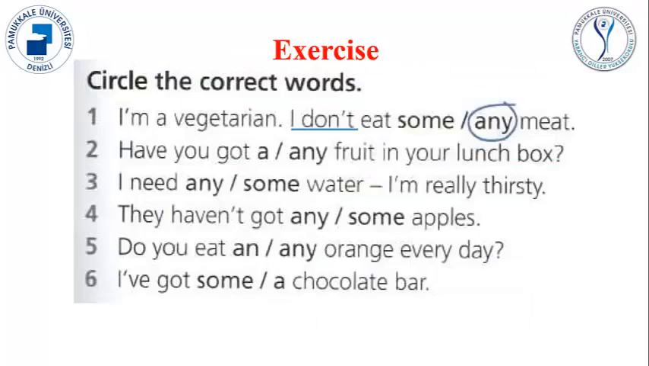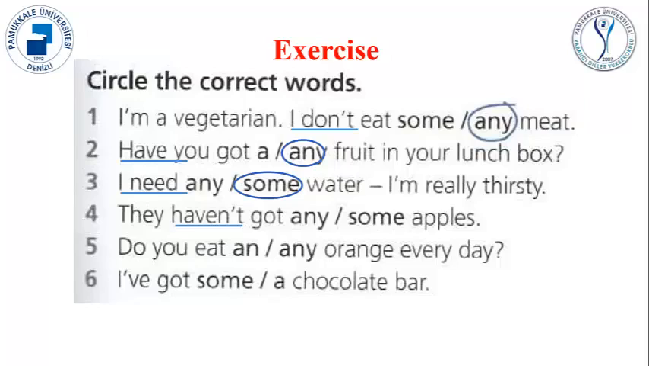Okay, circle the correct answer. We choose any because we have a negative sentence. I don't eat any meat. For the second one, our sentence is a question, have you got? So we choose again any fruit. And I need some water. I'm really thirsty.